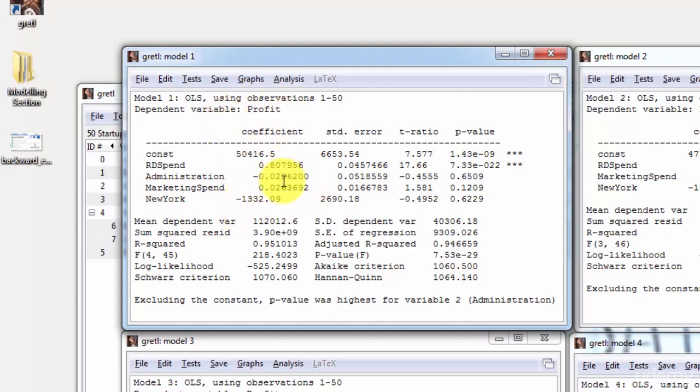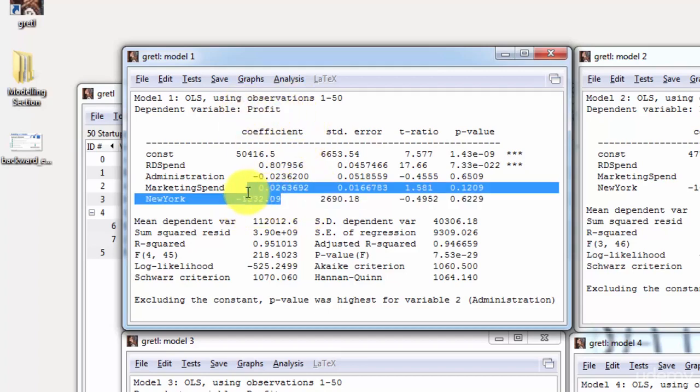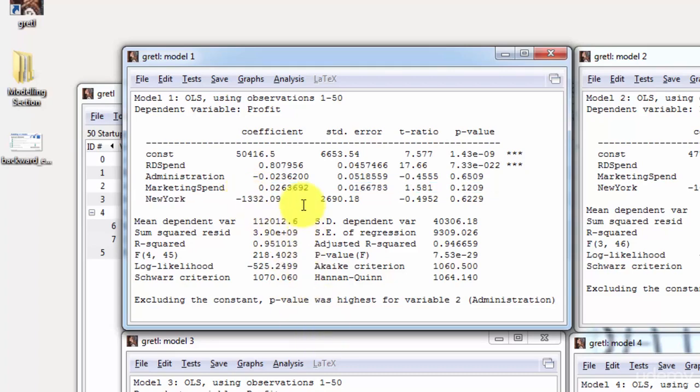If you keep everything else constant and you compare a situation in California and New York, so basically two companies, everything's the same except one is in California, one's in New York, then the one in New York will have profit which is less by 1,332 units. Because profit is measured in dollars, that means the profit will be lower by $1,332 just because that same company is in New York. But once again, this isn't a statistically significant variable, so it doesn't matter what it says here. It doesn't matter what the sign is.